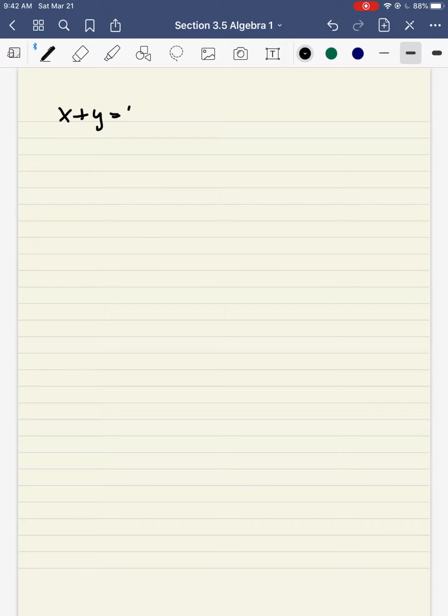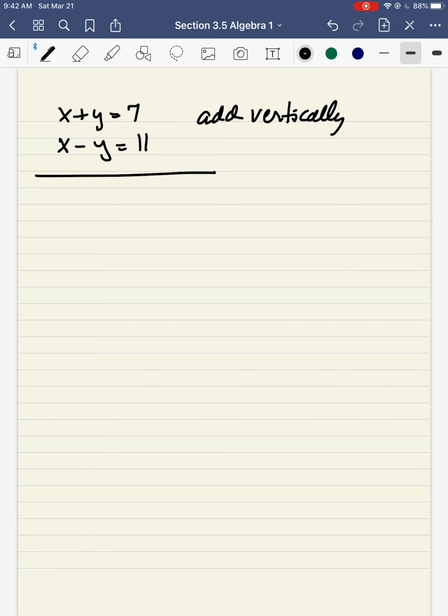x plus y equals 7. x minus y equals 11. So here the y's have the same coefficient. On the top equation the coefficient is a 1. On the bottom equation the coefficient is a minus 1. So when I add these equations vertically, x plus x is 2x. A y minus a y are none. 7 plus 11 is 18.